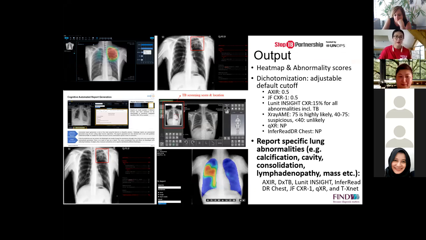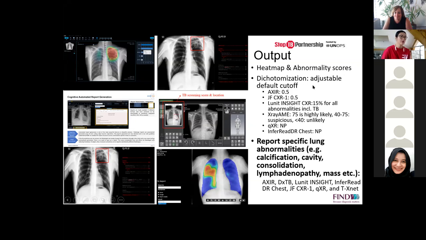The output from different CAD software is slightly different. As you can see, there are some screenshots from the 10 CAD products. But in general, the output includes a heat map that shows the areas of abnormality, as, for example, in this interface, in this output. And it shows a numeric score that corresponds to the probability of having a certain abnormality.